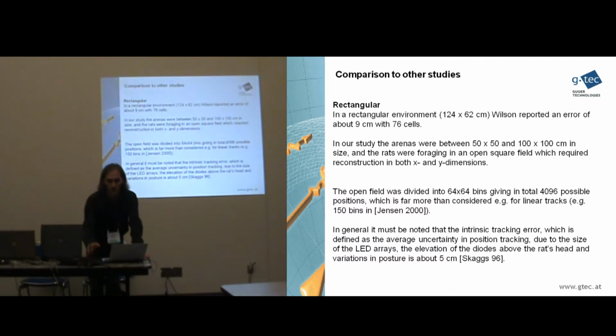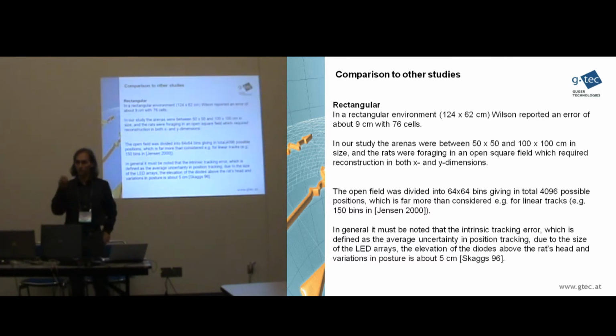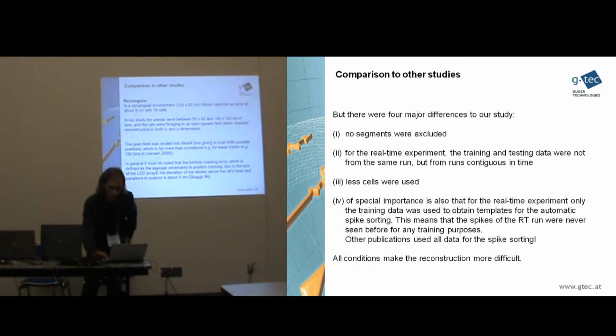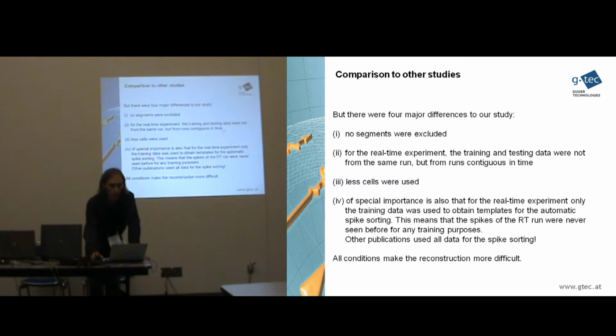So we had 4,096 possible positions for the prediction. And in the linear track, Lissmann and Jensen had only 150 bins. So there are 4 major differences for our study.